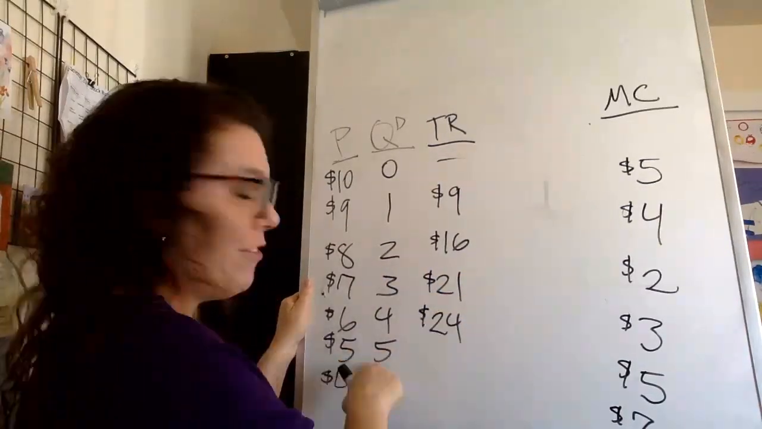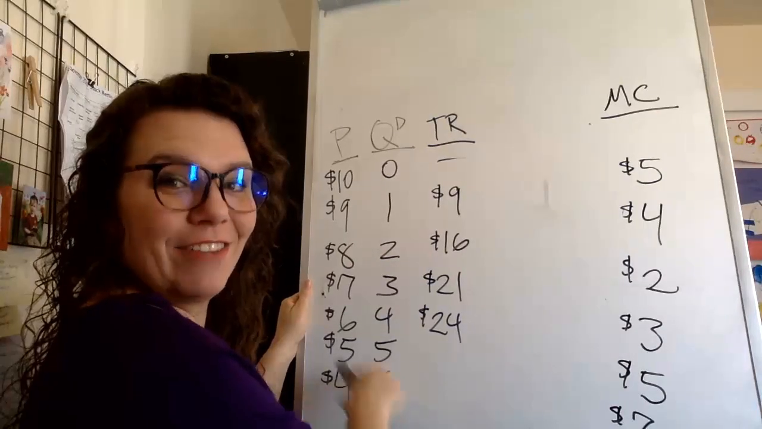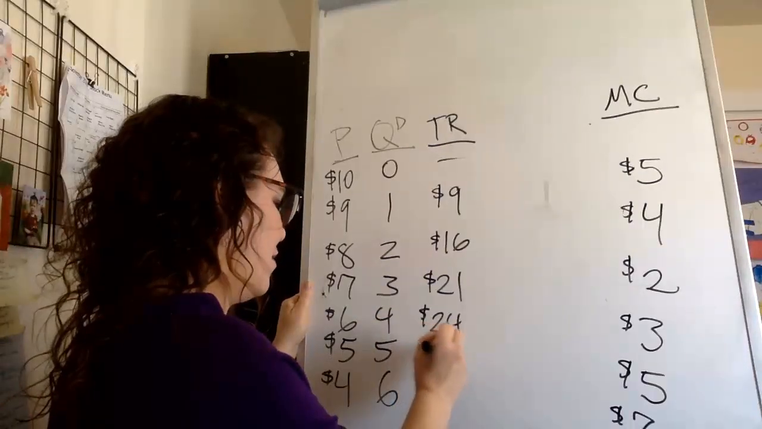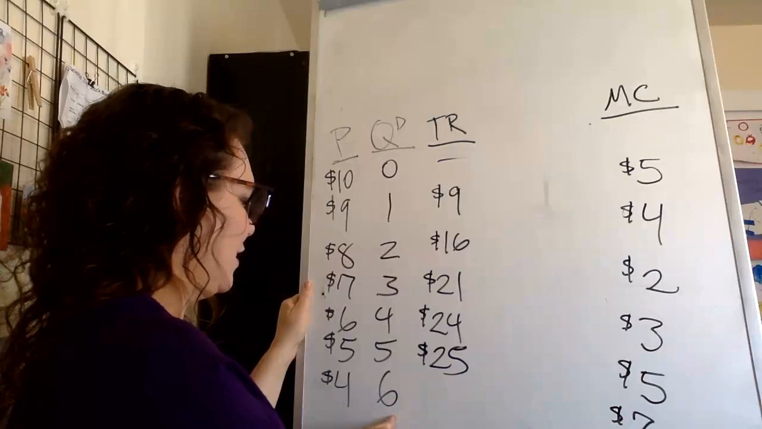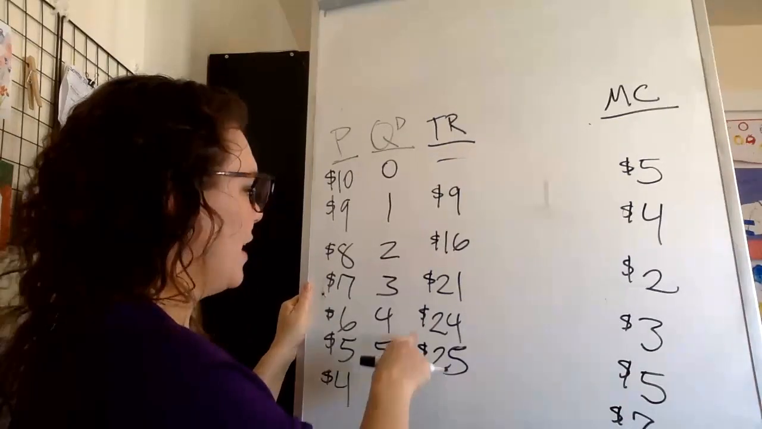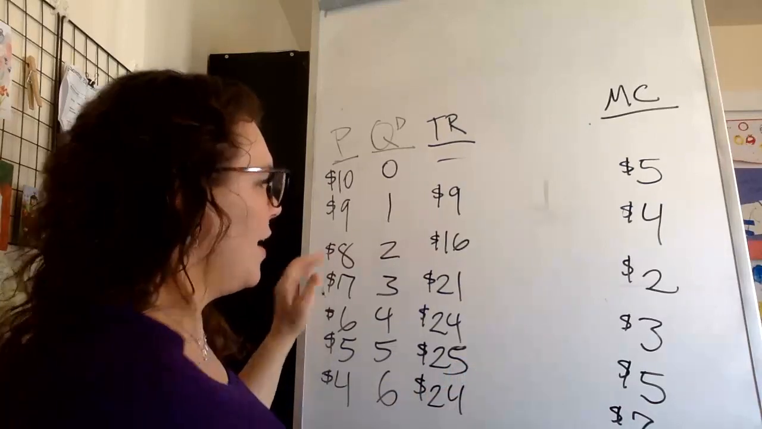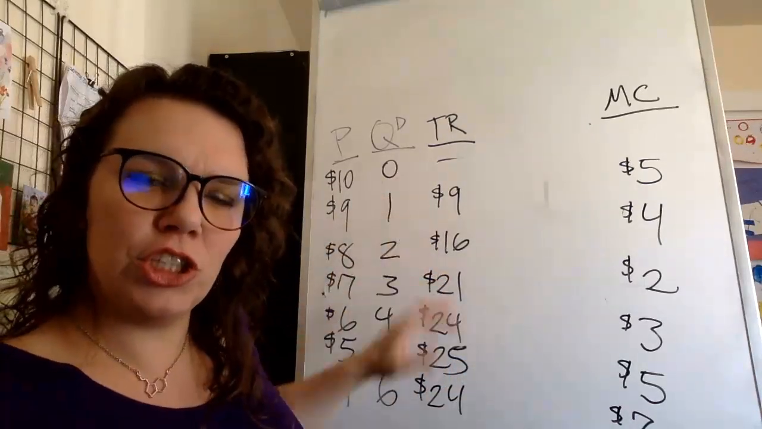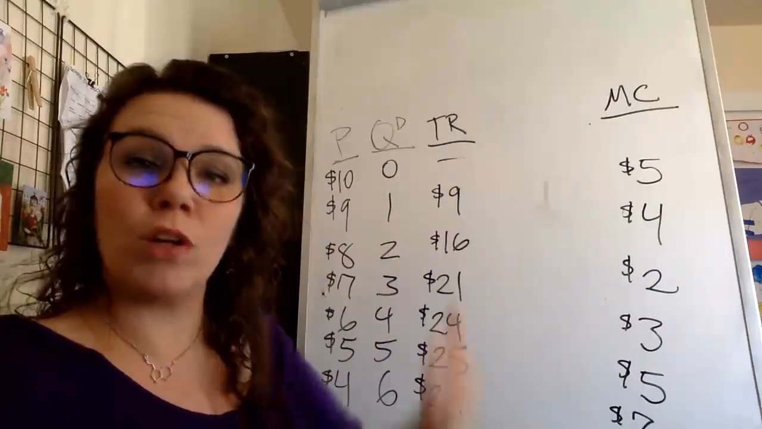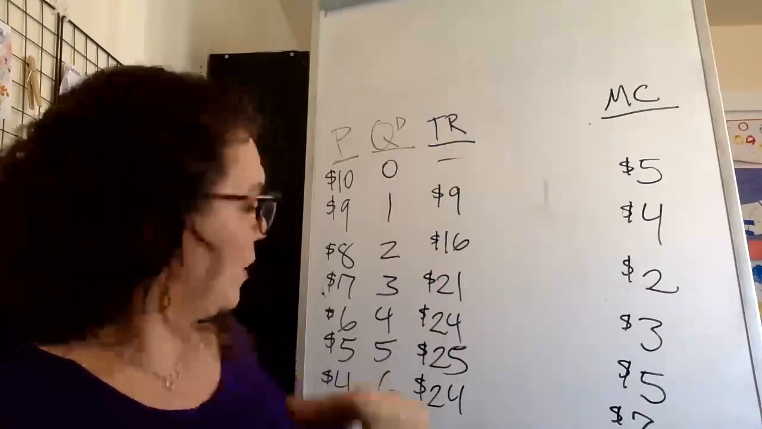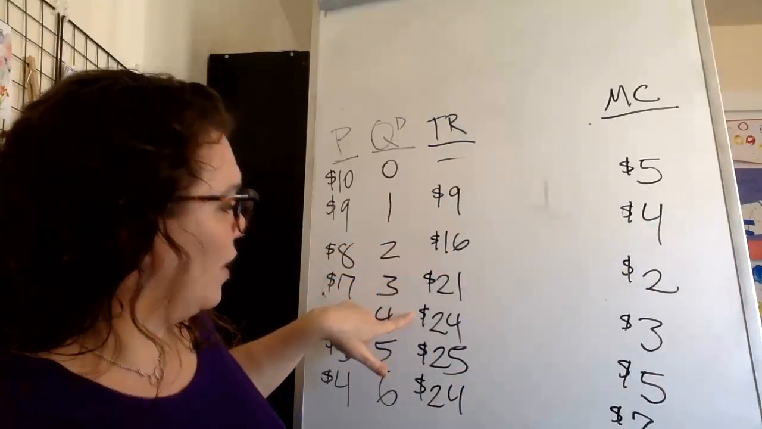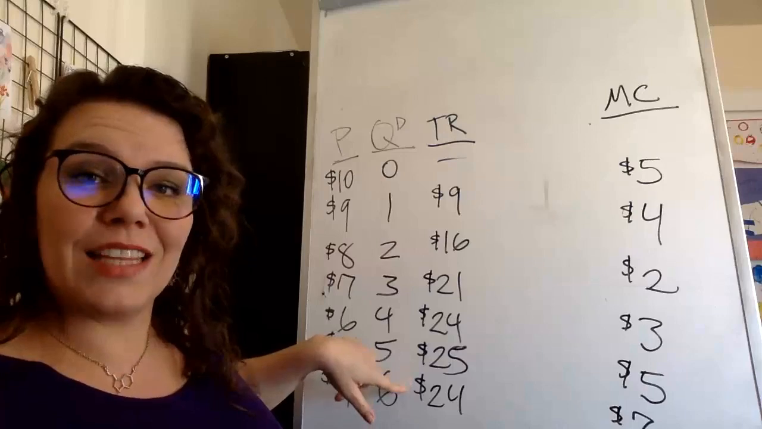We can sell 5 at $5 each, right? 5 times 5 is 25. Or we can sell 6 at $4 each, and that's going to be the same revenue. 4 times 6 is 24. And already we can see that same relationship we're used to with marginal revenue, where marginal revenue is going to tend to go down because we can see that total revenue kind of levels off at the end.